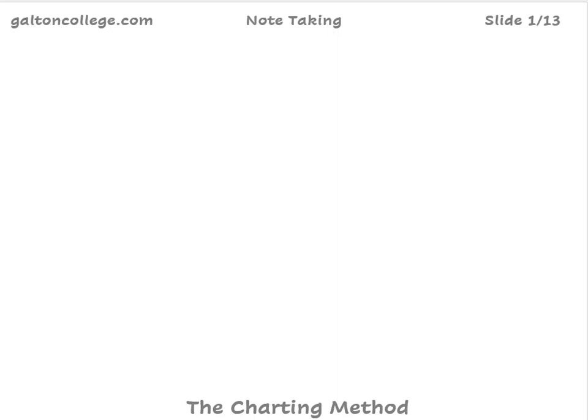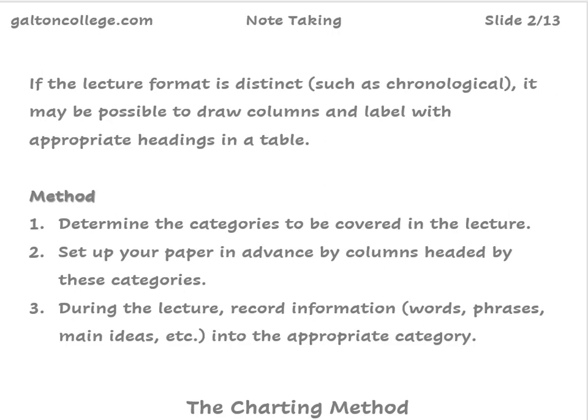Now, if the lecture format is distinct, in other words, if the lecture format is broken up into parts, for example, if it was chronological, if it was done by date, so the lecturer was saying in this date something happened, in the next date something else happened, that's already partially done for the student. You can just make a note of the date and what happened, the next date and what happened. Unfortunately, information doesn't come that easy, generally speaking.